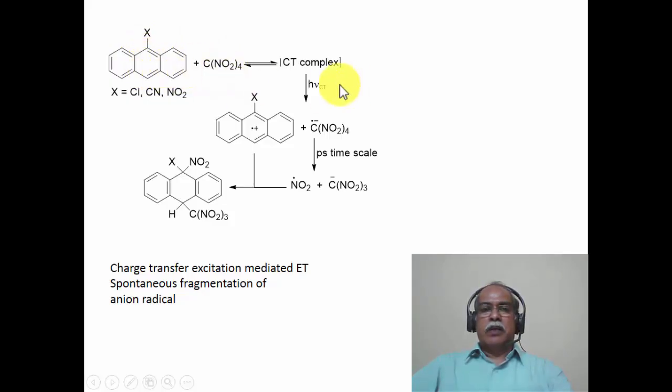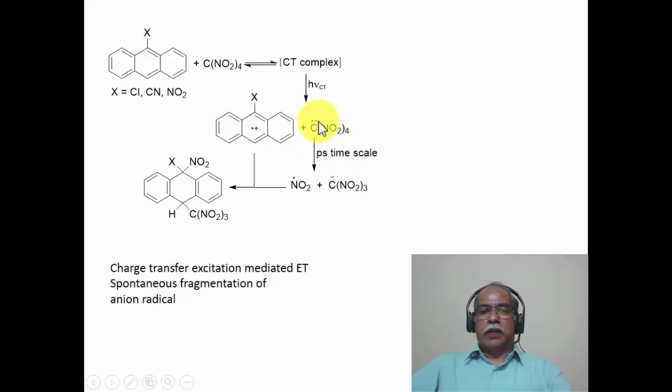Now if the wavelength corresponding to the bright colors of the charge transfer complex is used for the photochemistry, the electron transfer takes place from the anthracene to the tetranitromethane, which is a highly electron deficient compound, for example. It produces the cation radical of anthracene and the anion radical of tetranitromethane. Nobody has seen the anion radical of tetranitromethane even using fast time scale spectroscopy. Even in the picosecond time scale, it is not visible spectroscopically. It spontaneously decomposes to give the trinitromethide anion and the NO2 radical.